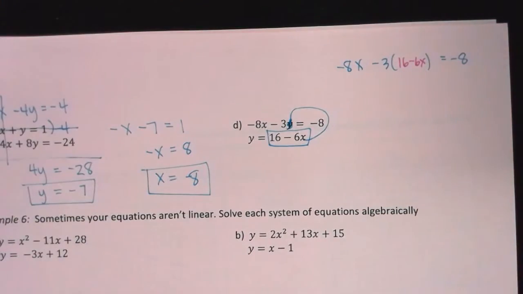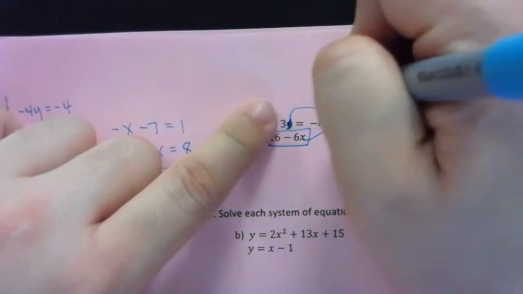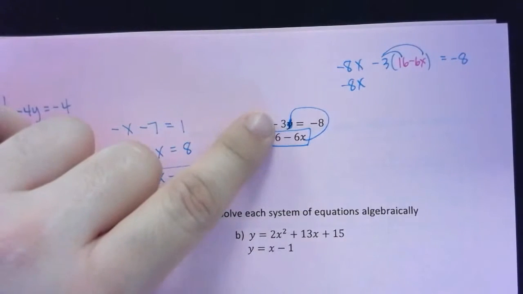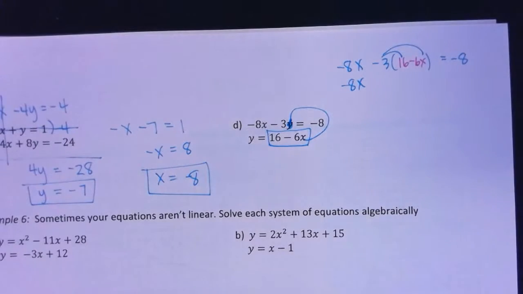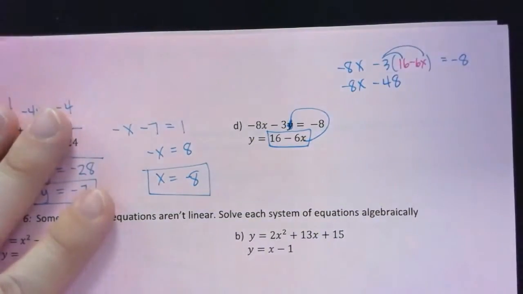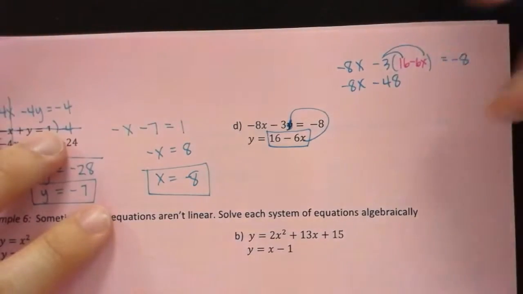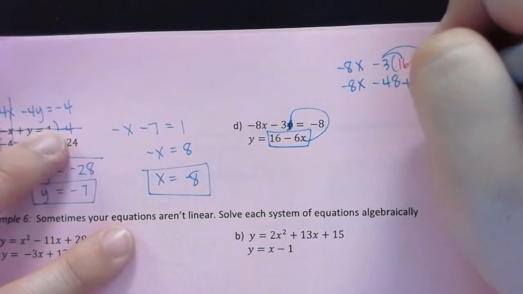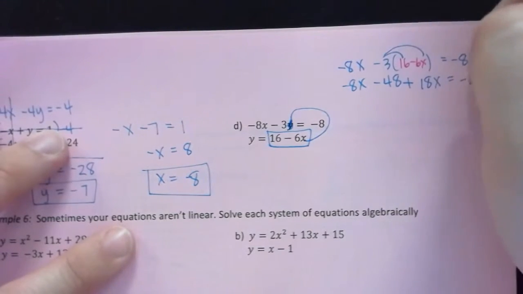When you're substituting, to simplify this, I leave the negative 8x alone. We have to distribute that negative 3. So 3 times 16, 48. Has anybody done that yet? Negative 48. And then negative and a negative would be a positive. 3 times 6 is 18x equals negative 8.